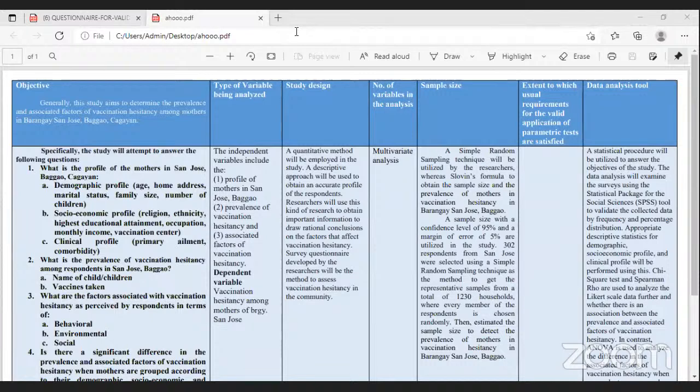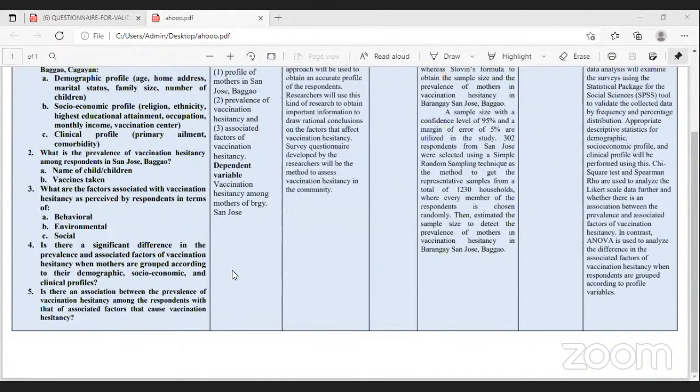Good afternoon po. Our title po is Prevalence and Associated Factors of Vaccination Hesitancy Among Mothers in San Jose, Bagao, Cagayan. Generally, this study aims to determine the prevalence and associated factors of vaccination hesitancy among mothers in Barangay San Jose, Bagao. Specifically, this study will attempt to answer the following questions. What is the profile of the mothers in San Jose, Bagao, Cagayan? Demographic profile, socioeconomic profile, clinical profile. Number two, what is the prevalence of vaccination hesitancy among respondents in San Jose, Bagao? Number three, what are the factors associated with vaccination hesitancy as perceived by respondents in terms of behavioral, environmental, and social?